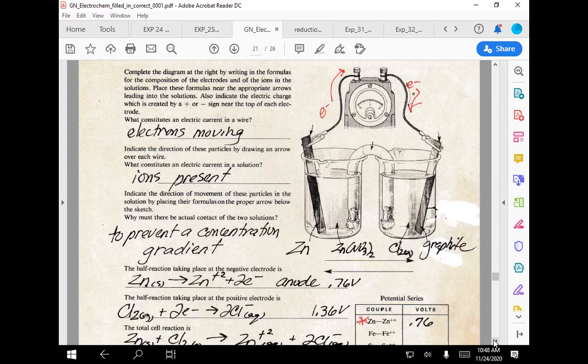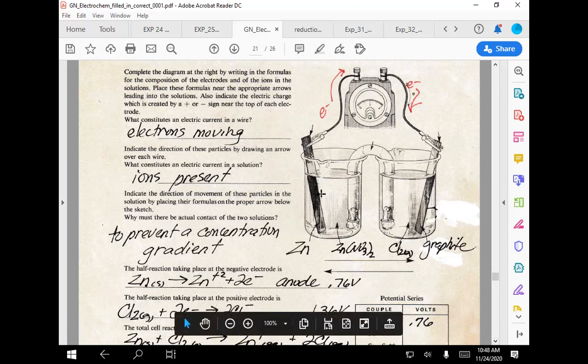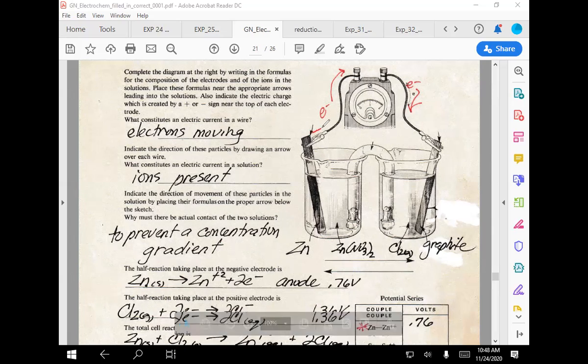And I put in the potential series for just the ones we're using. And then you would want to be able to write the half reaction at the negative electrode, the half reaction at the positive electrode. You notice the negative electrode is the one that's giving off the electrons. The positive electrode is the one that's accepting the electrons.